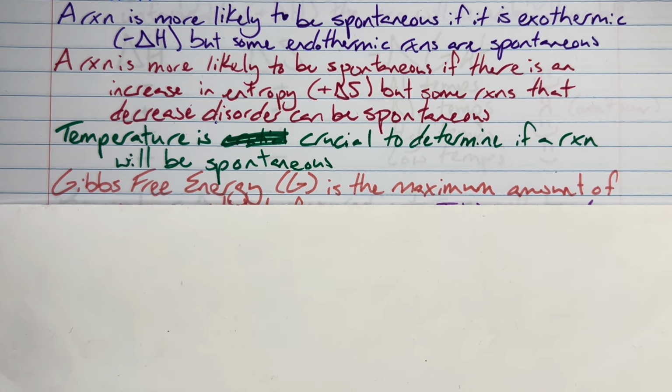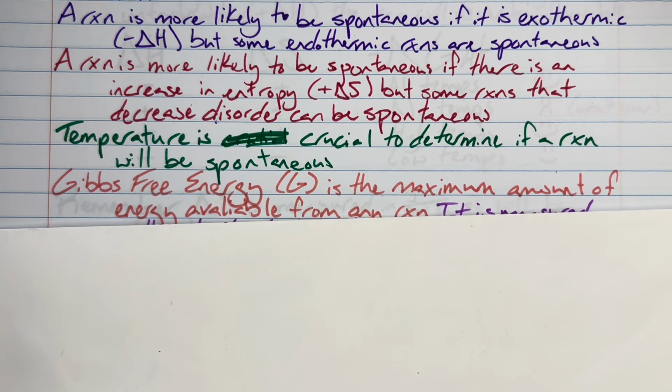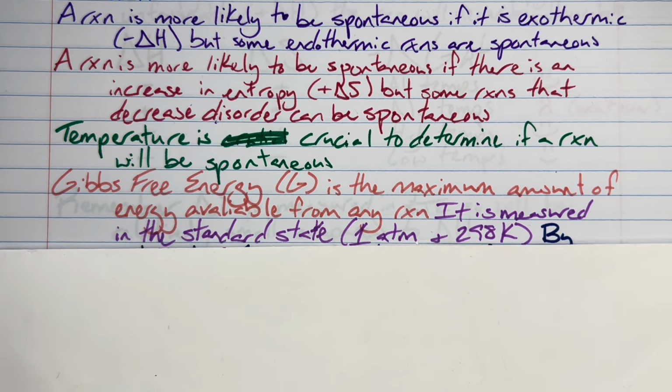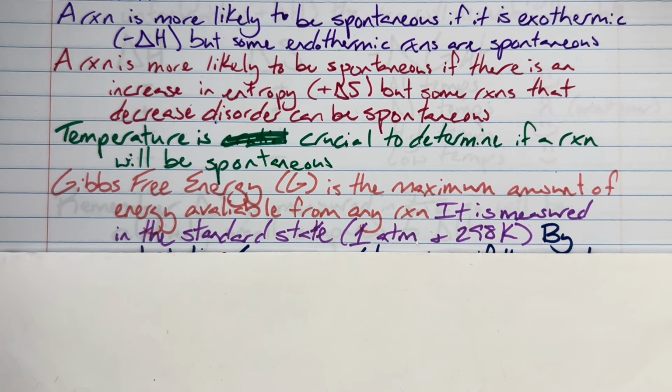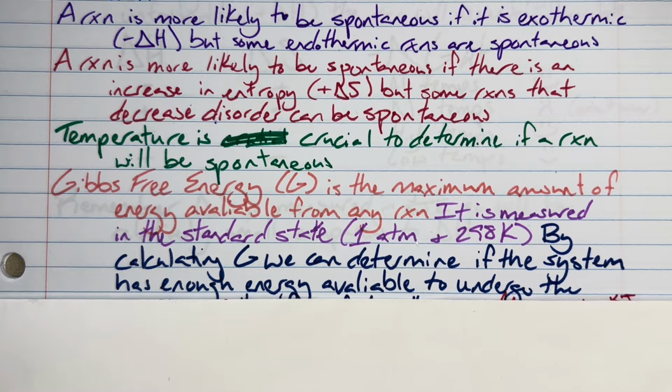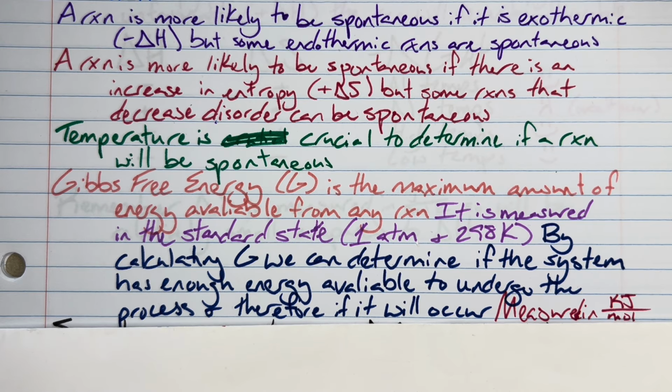Gibbs free energy, or delta G, is the maximum amount of energy available from any reaction. It's going to be measured in the standard state, which is going to be at 1 atmosphere and 298 Kelvin. By calculating delta G, we can help to determine if the system has enough energy available overall to undergo the process of the reaction, and therefore if the reaction will occur at all.